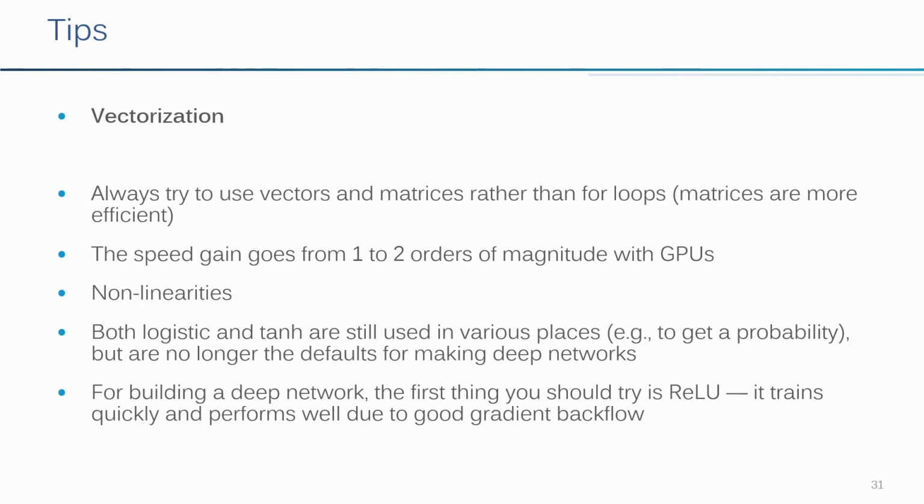There's a reason for that. Things get faster, like 1, 2, 3, 4 orders of magnitude faster if you use matrices and vectors.